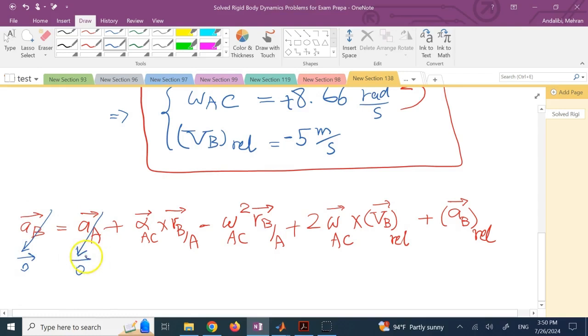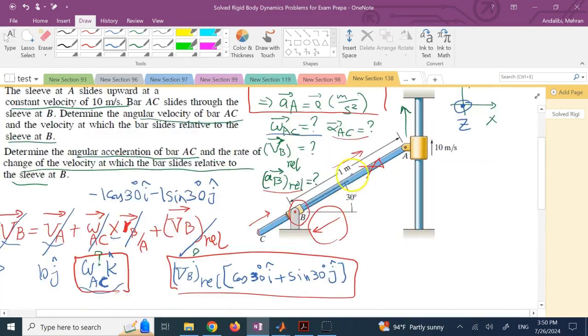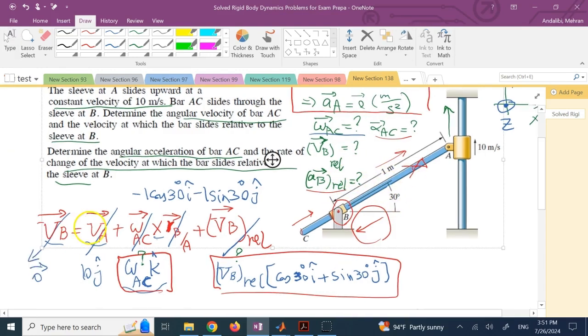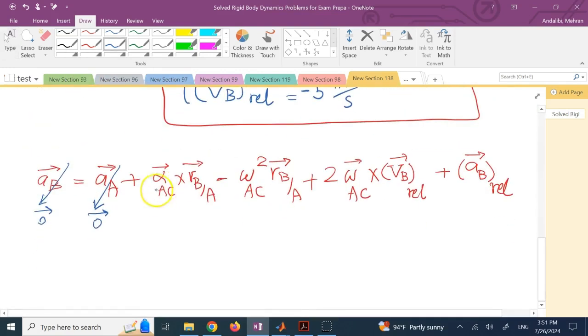AA is also 0 because A is moving 10J constant along a straight line. This alpha AC I don't know, but it has to be either positive K or negative K because this is a 2D problem. And there is no other way. Either the member will get bigger and bigger omegas in the counterclockwise direction, which means alpha is positive, or the omega of it starts to go down. That means alpha is negative, but it's positive K or negative K. So since I don't know it, I just write it as alpha AC, its magnitude that I don't know, in the positive K direction. If it is negative, I will end up with a negative number.